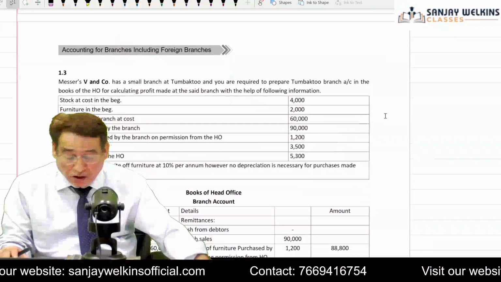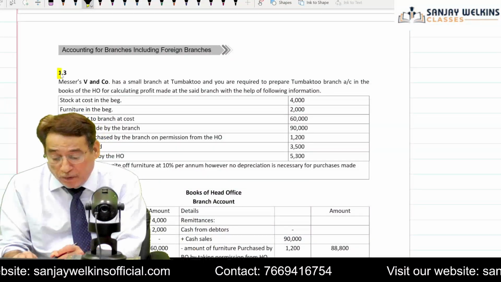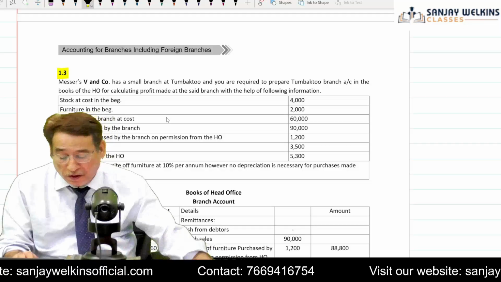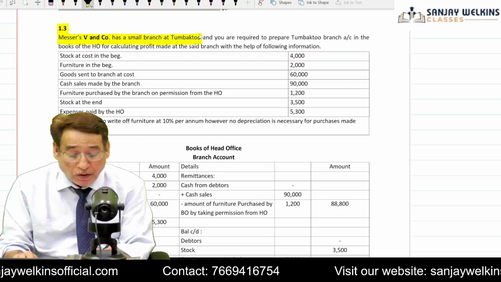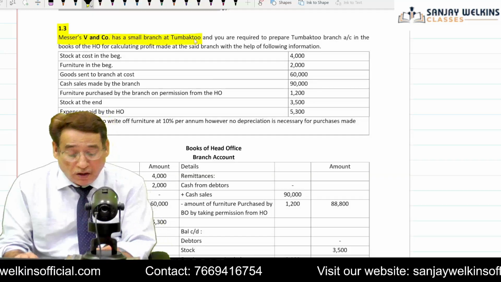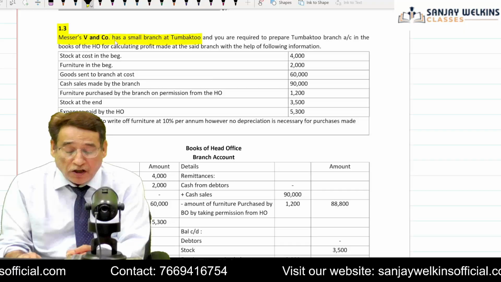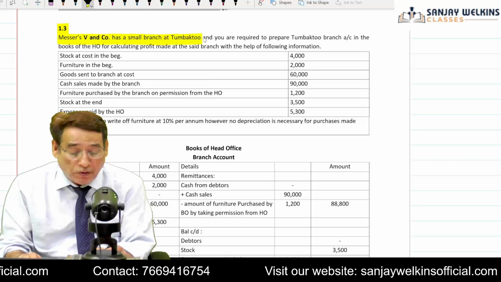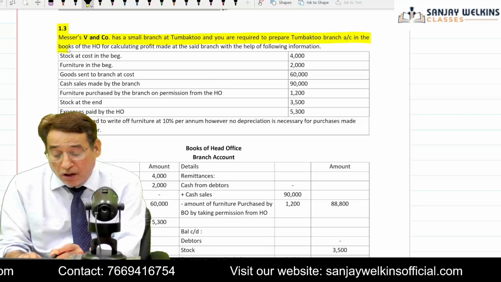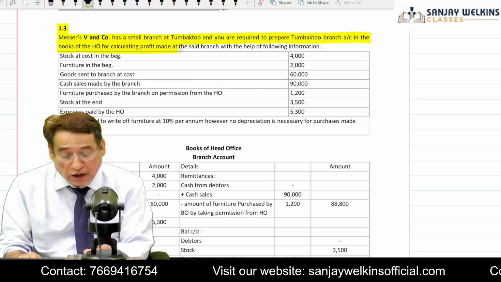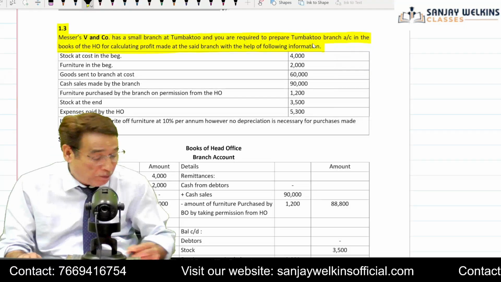After having done this question, now kindly pay attention towards this one, 1.3. And in 1.3, it is written, Messrs. V and Company has a small branch at Timbuktu. Now it's a name, a very amusing name. Messrs. V and Company has a small branch at Timbuktu, and you are required to prepare Timbuktu branch account in the books of head office for calculating profits made at the said branch with the help of the following information.